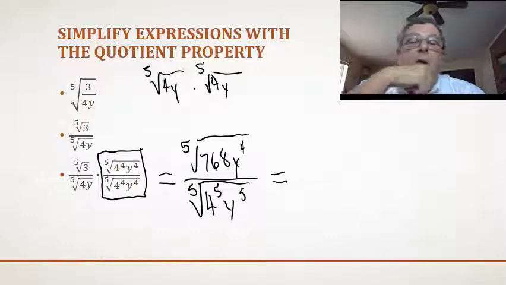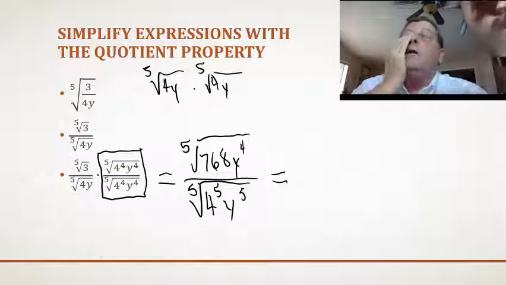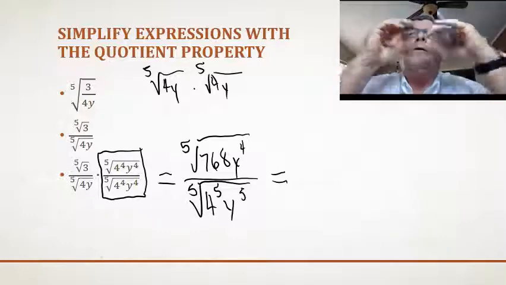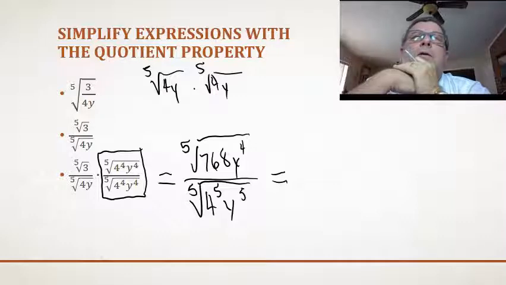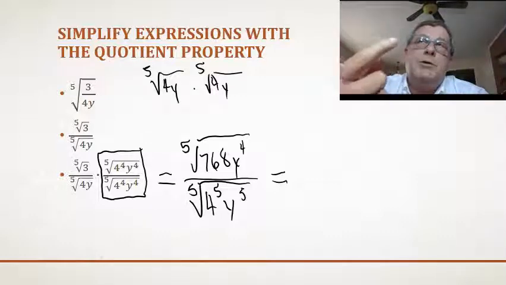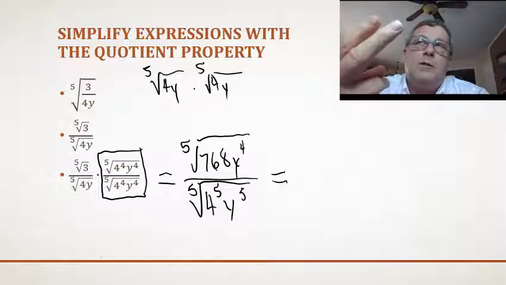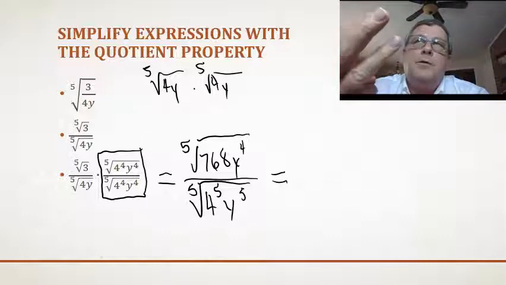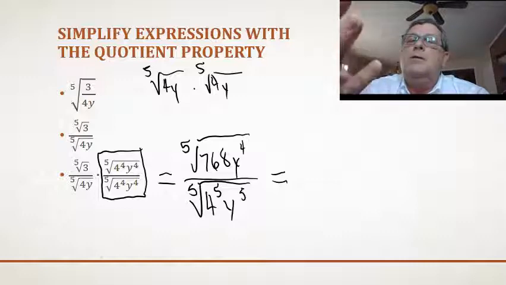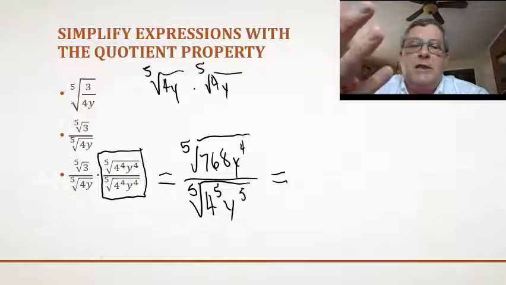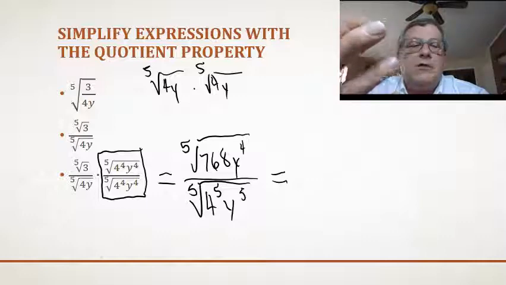Now, let's see, on that numerator, 768, it's an awful big number. But what I want to do, and what my process is, I want to be thinking about, okay, is there a number raised to the fifth power that I can take out of this thing? And I see I got an even number. I'm going to start with 2. Okay, so 2 to the second power is 4. 2 to the third power is 8. 2 to the fourth power is 16. And 2 to the fifth power is 32.